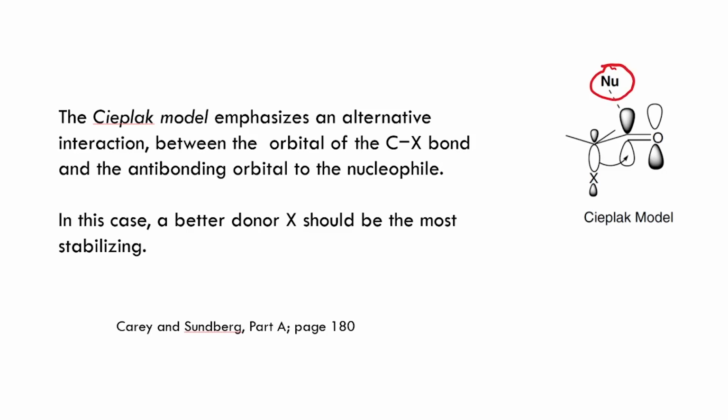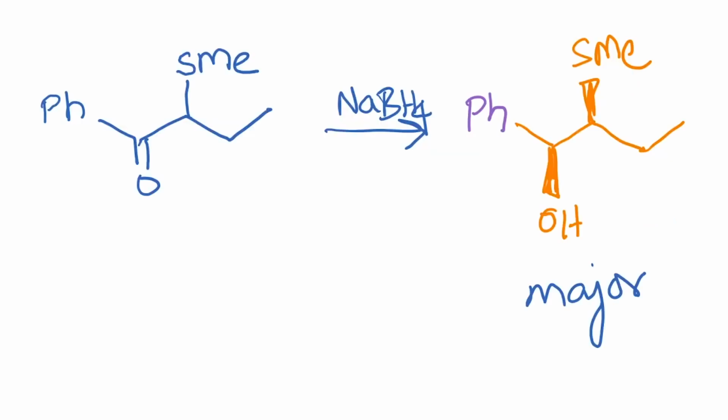Okay, now in order to understand this, let's look at an example. So the first example that we are looking at is if I take this compound, which is shown here, and I react this with sodium borohydride, the major product that I get here is the following compound. Now, sodium borohydride is basically a source of H minus, as all of you know, and so H minus is going to attack and then form an alcohol.